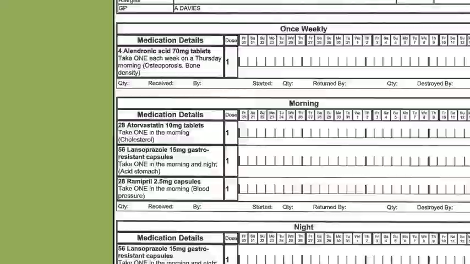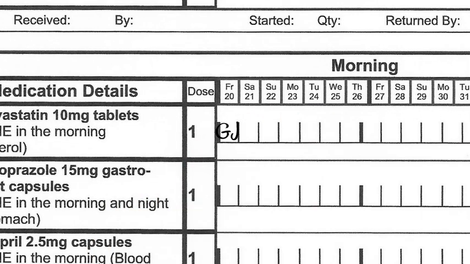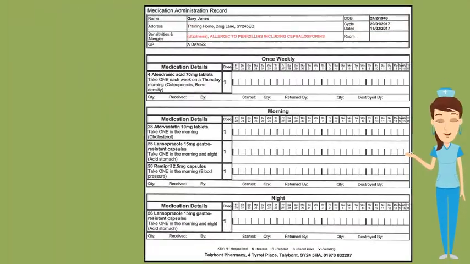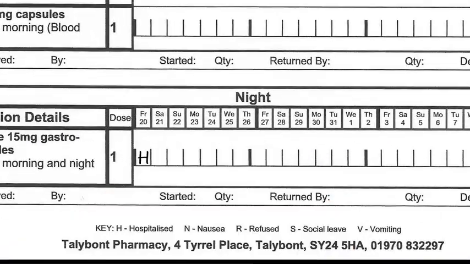The dose box has numeric indication on the number of medications to be administered. Once administered, you sign in the box below the date. Key codes can be used as quick reference when you're unable to administer medication.